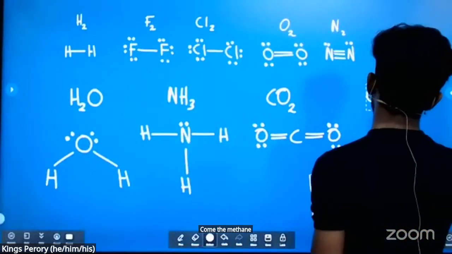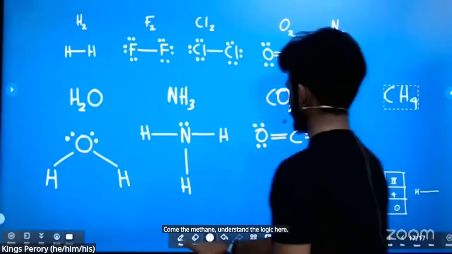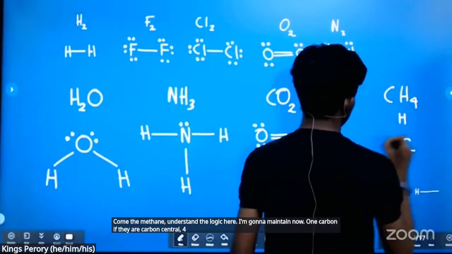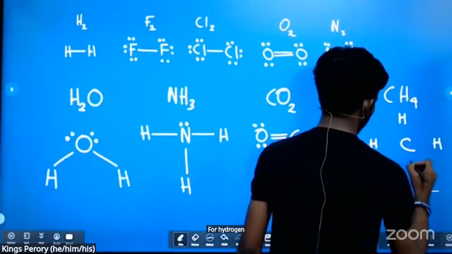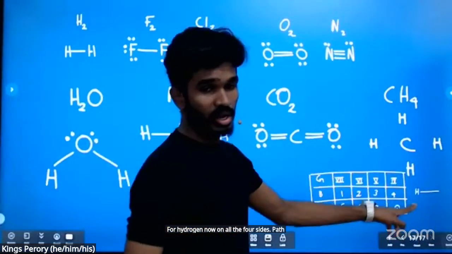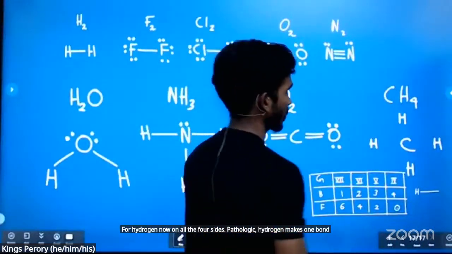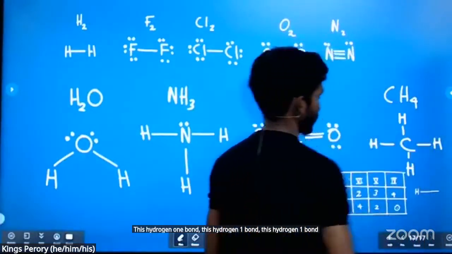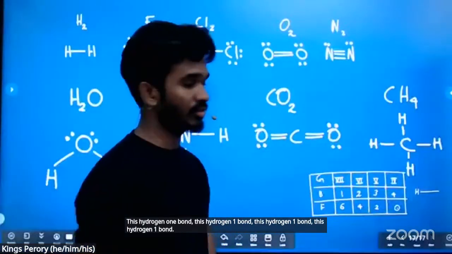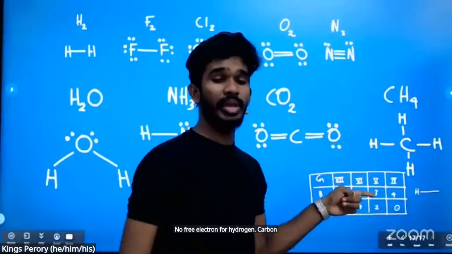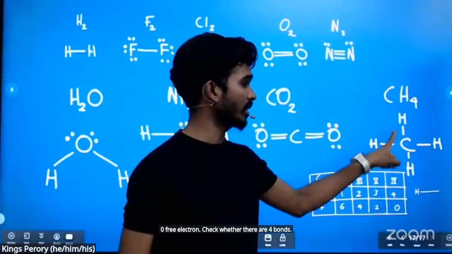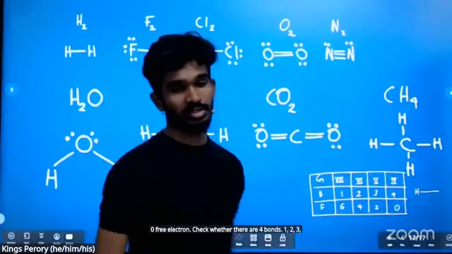Understand the logic here. Come to methane now. 1 carbon is there, carbon central. 4 hydrogen are on all the 4 sides. What's the logic? Hydrogen makes 1 bond, single bond. No free electron for hydrogen. Carbon makes 4 bonds. 0 free electron. Check whether there are 4 bonds. 1, 2, 3, 4. 0 free electron.